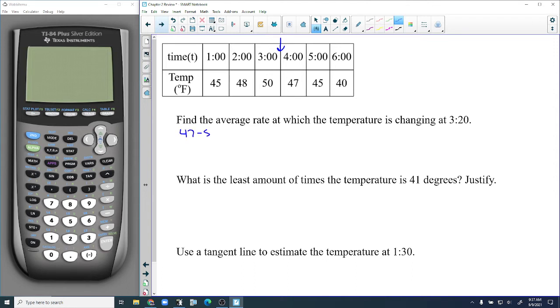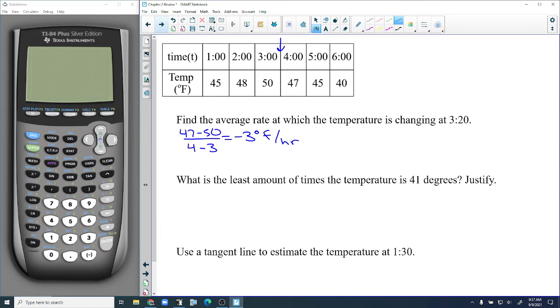So 47 minus 50 over 4 minus 3 is negative 3 degrees Fahrenheit per hour. That's the best we can do. So we'd have the exact same answer for anything in between 3 and 4. We can't do any better than that.